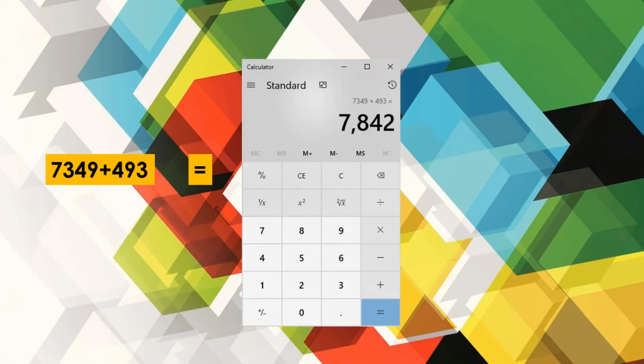Question number 1. 7, 3, 4, 9 plus 4, 9, 3. Okay. Answer is 7, 8, 4, 2. Correct. Question number 2. 9, 4, 9 plus 6, 9 minus 3, 20.